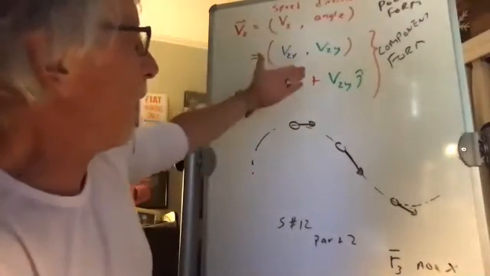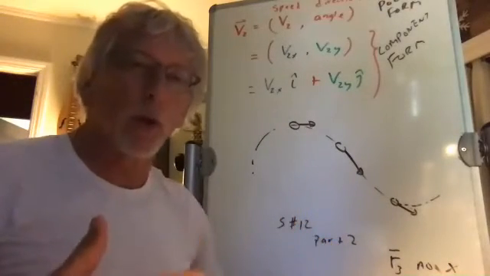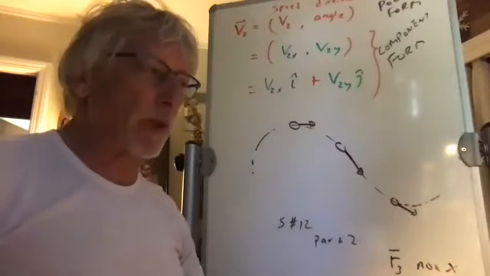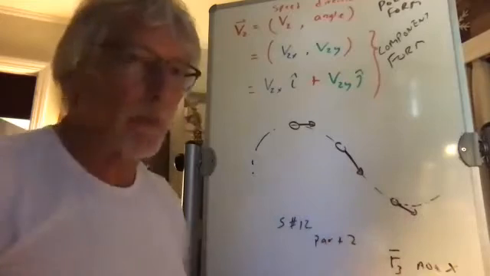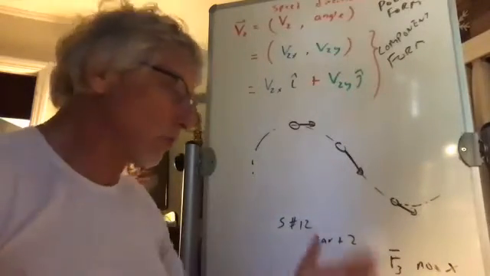So you can add velocities. For instance, when you're walking on a bus and the bus is moving, your total velocity over the ground is the velocity of the bus plus your velocity in the bus, or on BART or on a boat or whatever.